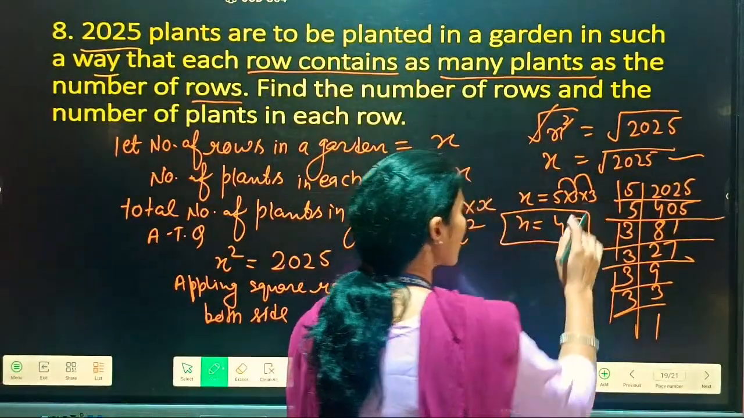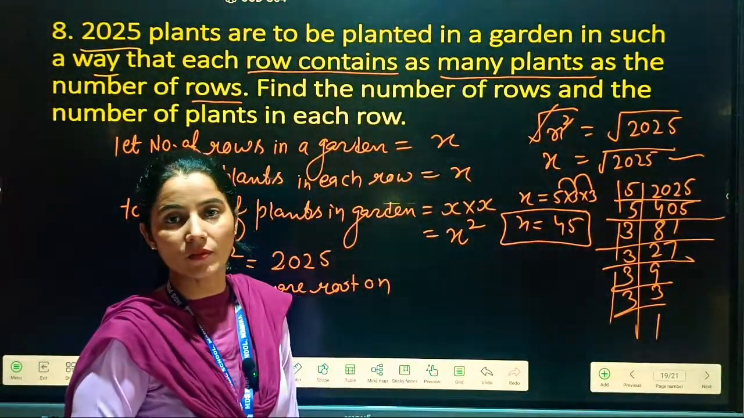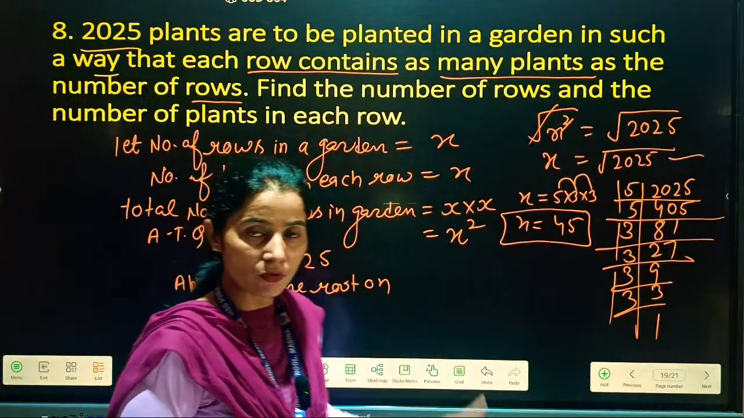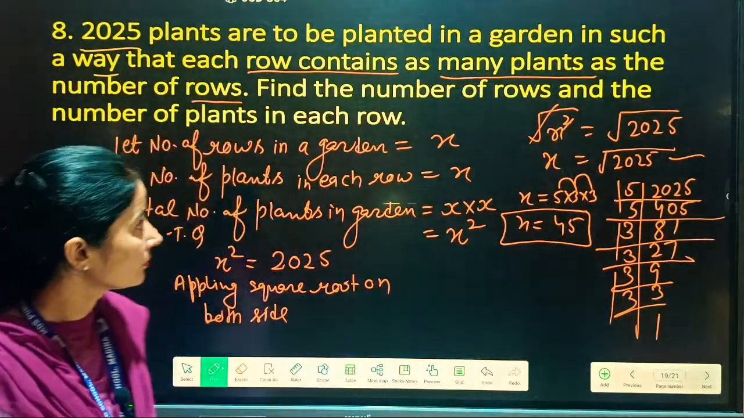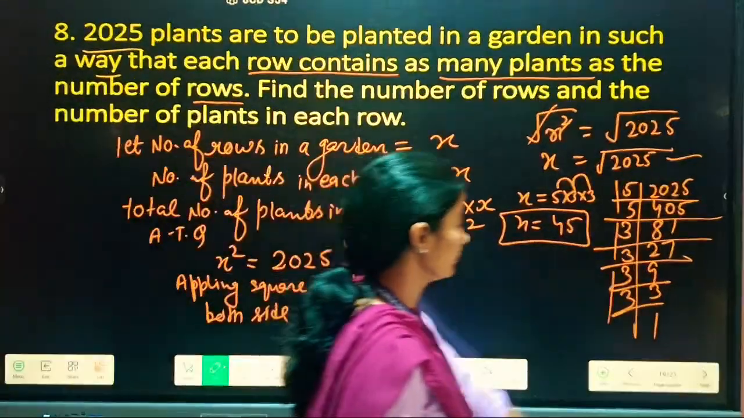So there are 45 rows in the garden and each row contains 45 plants. Let us do the next question.